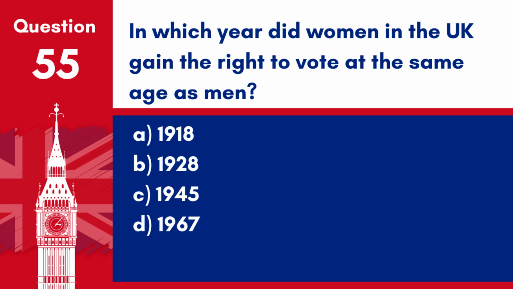Question 55. In which year did women in the UK gain the right to vote at the same age as men? A. 1918. B. 1928. C. 1945. D. 1967. Answer: B. 1928. Women in the UK gained the right to vote at the same age as men in 1928.